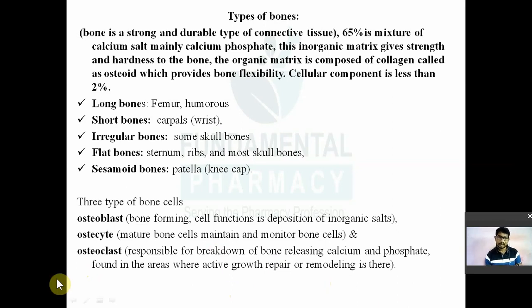There are three types of cells. Just remember: osteoblasts, osteocytes, and osteoclasts. So blasts are nothing but the forming, clasts are nothing but the breaking.